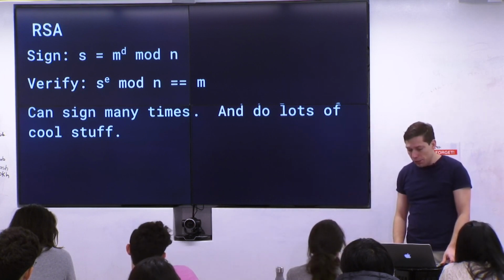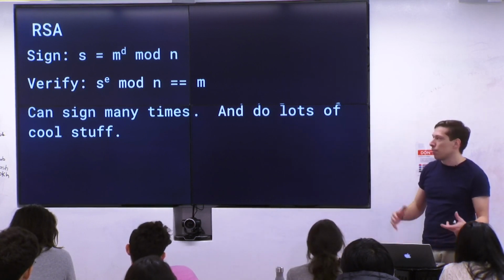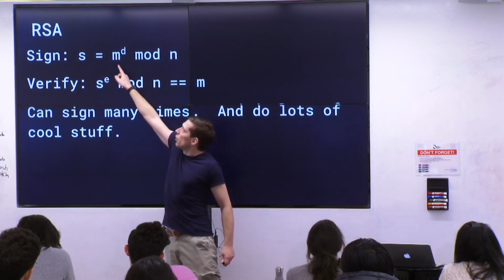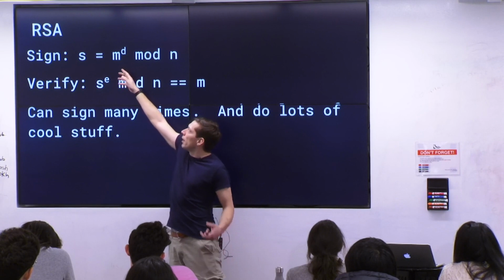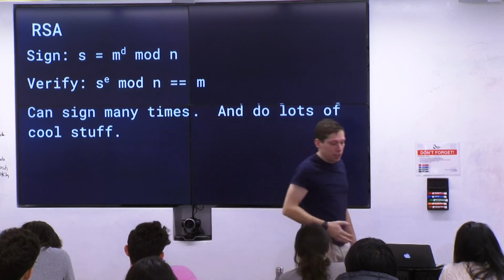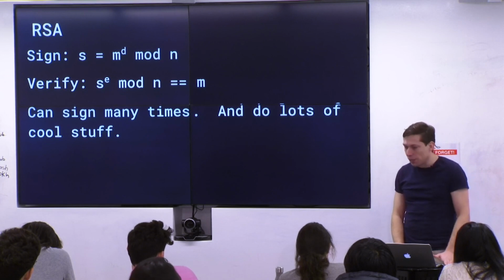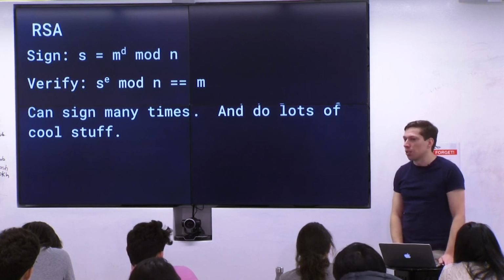You can do lots of cool stuff because there are these properties where we can make M prime plus M and take the exponentiation of all that, and it still works. Okay, so that's really cool. You can do lots of cool stuff, but this is also not used in Bitcoin.